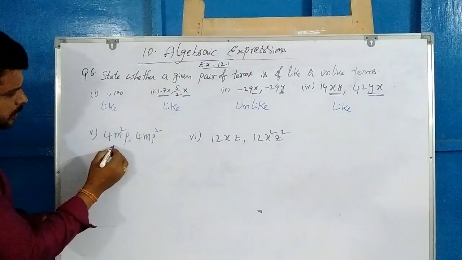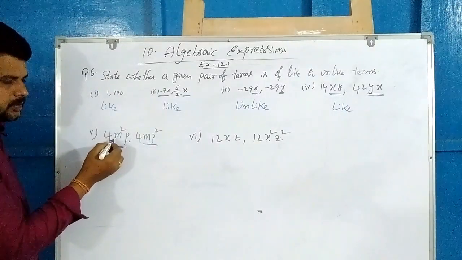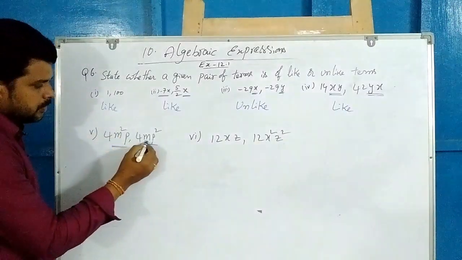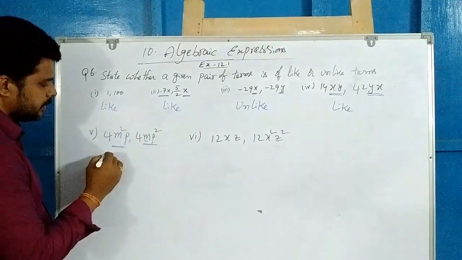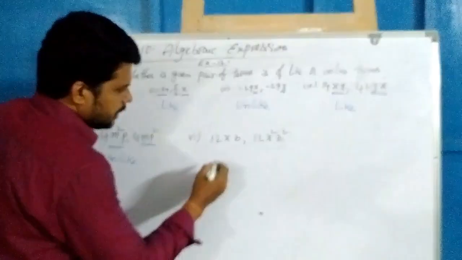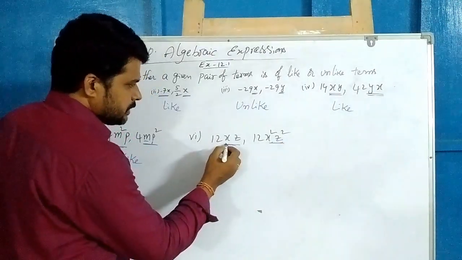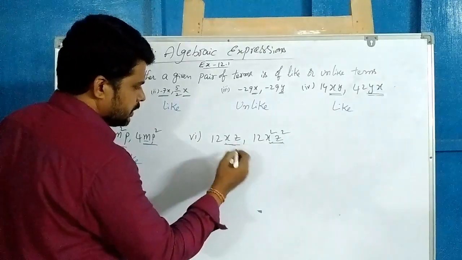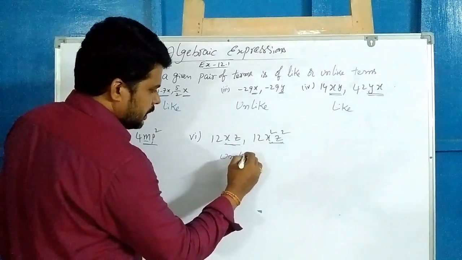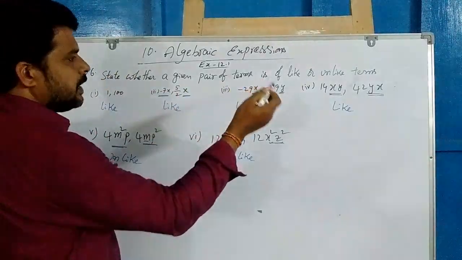Fifth one, m square p, m p square. Here we have two m's. m square means 2 m's. Here also only 1 m. So both are different. So unlike terms. Here xy, here x square, z square. Here only 1 x, here 2 x's. So both are different terms. So unlike terms.